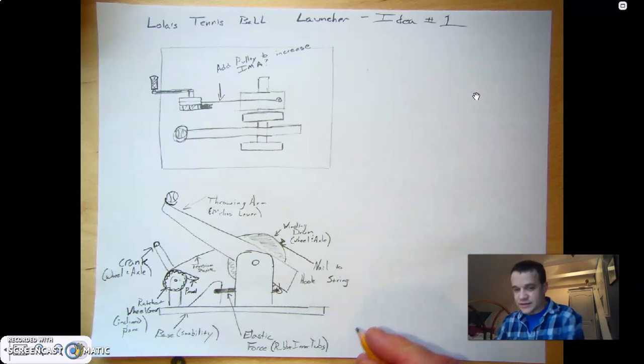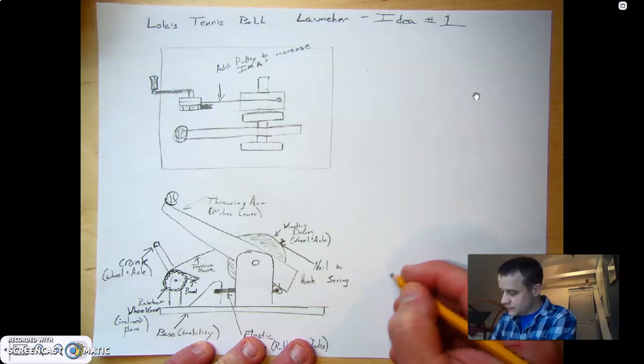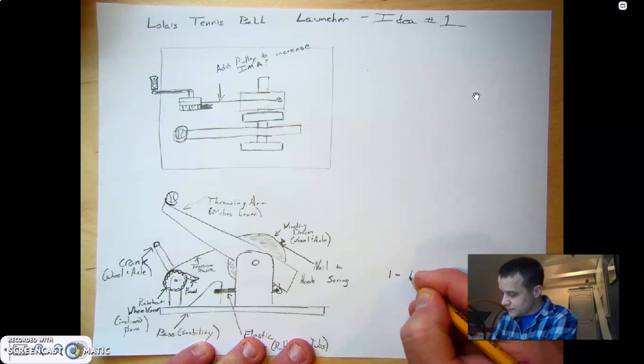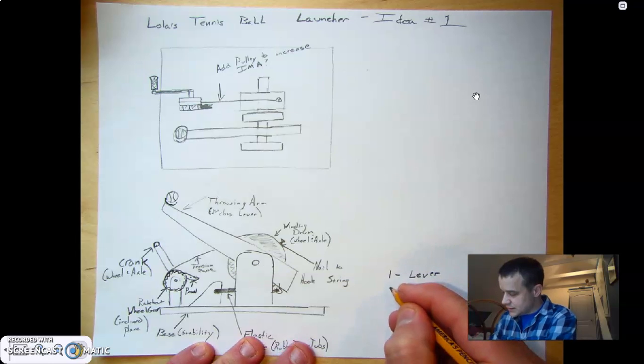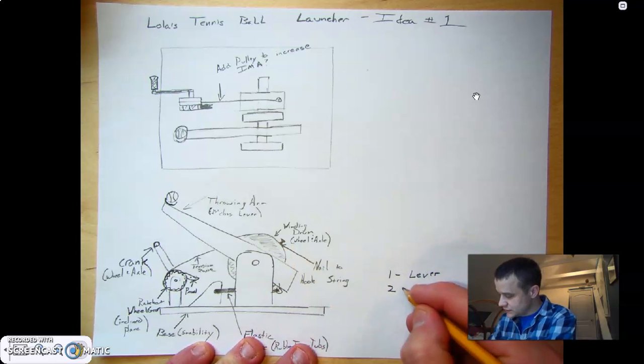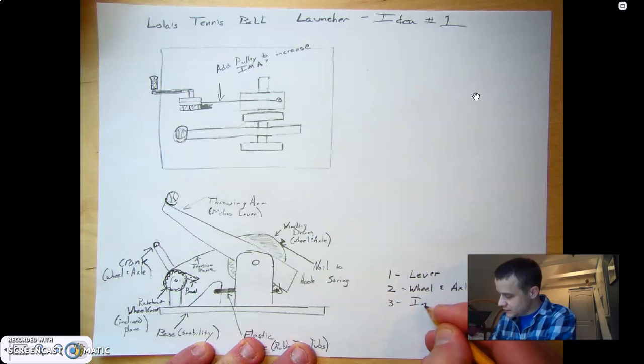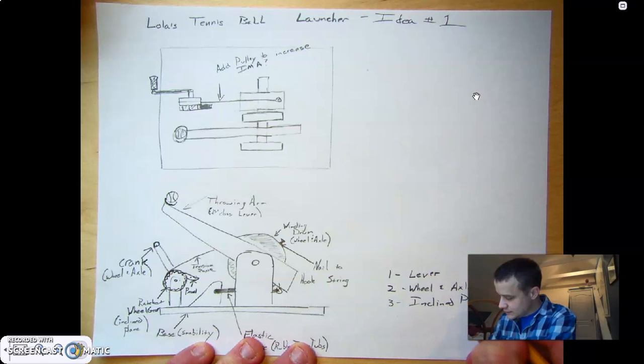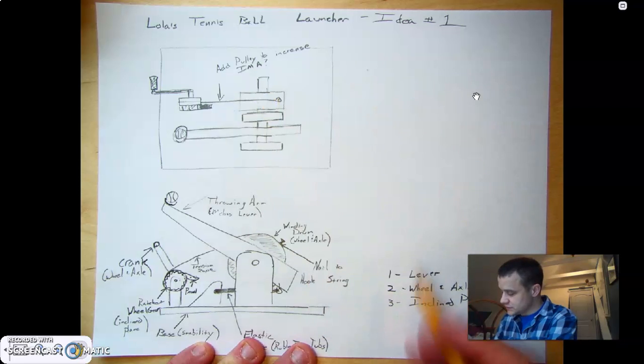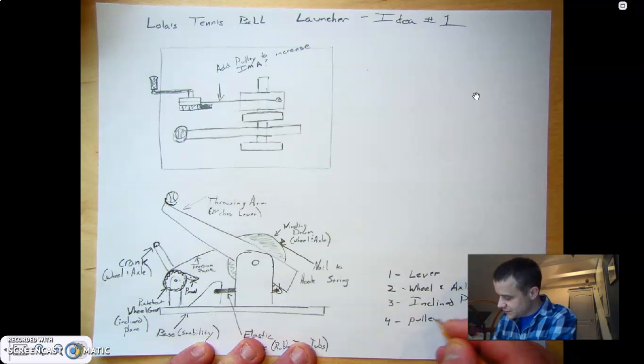If I start listing out the mechanisms that I have so far, I've got mechanism 1, lever, I have a wheel and axle, I have an incline plane, and I'm not sure exactly yet. I am planning to use a pulley in here. So you notice up at the top it says pulley, so I'm going to add a pulley to this list. I don't know yet where that pulley is going to go.